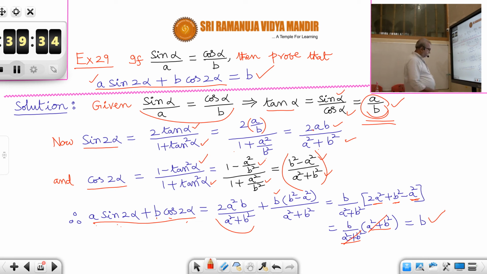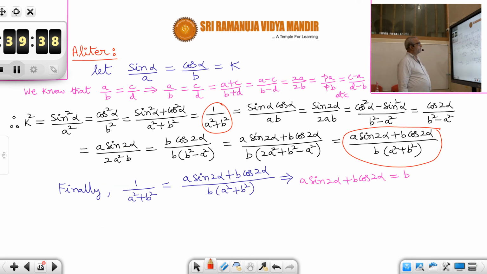So I will try to prove it in another way. See, what is given? Sin alpha by a is equal to cos alpha by b. That is all that is given. Let it be equal to k. Both are equal; suppose their value is k. Sin alpha by a is equal to cos alpha by b is equal to k.